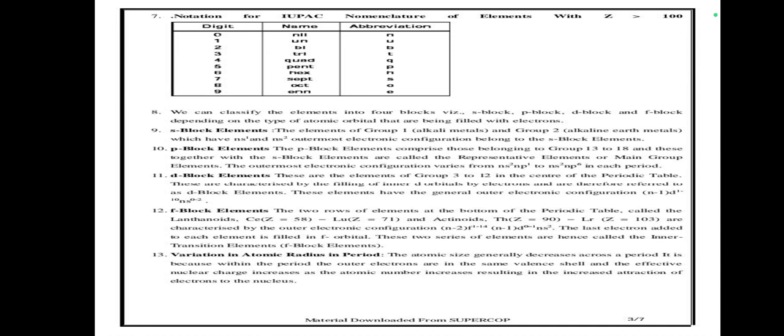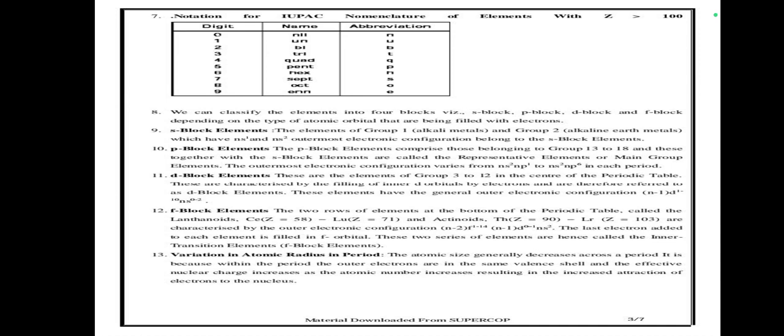by the outer electron configuration (n-1)f^1-14 (n-1)d^0-1 ns2. The last electron added to each element is filled in the f orbital. These two series of elements are hence called the inner transition elements.